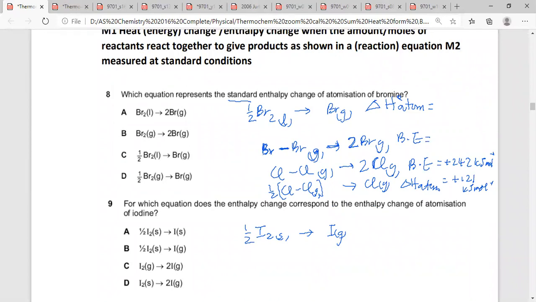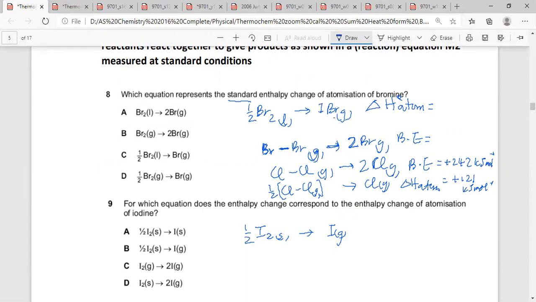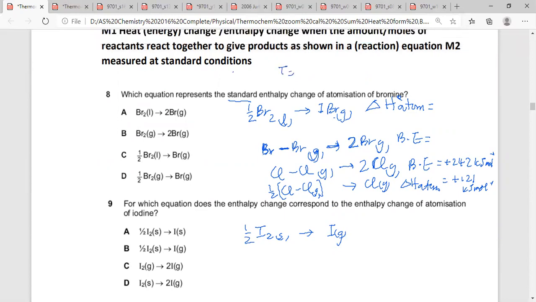But atomization means what? 1 mole of the gaseous atoms formed from its elements at standard state. At standard conditions, okay?